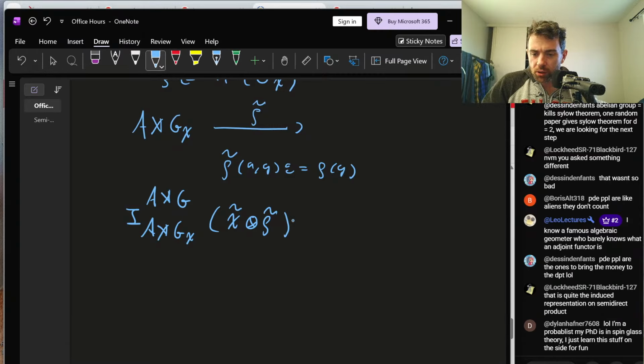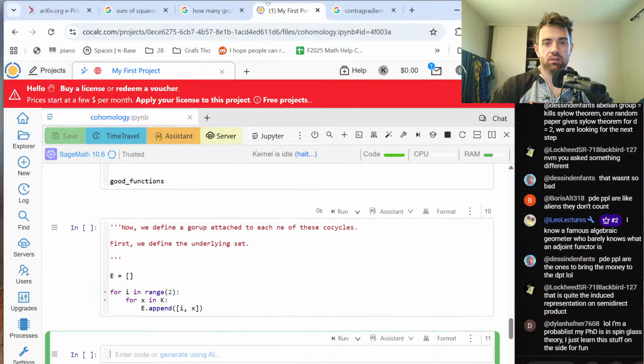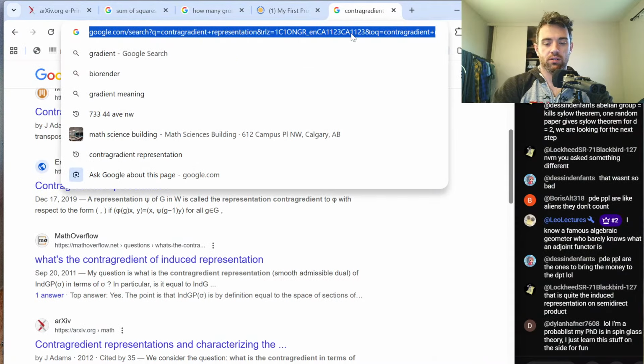LOL, you're a probabilist, or you're in probability theory. Your PhD is in spin glass theory? What? What is spin glass theory? What? Spin glass theory. The hell is that?